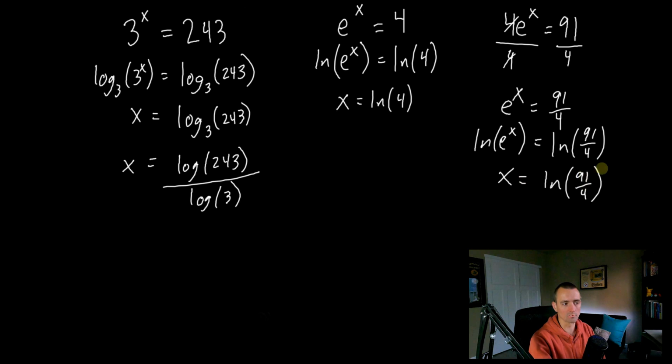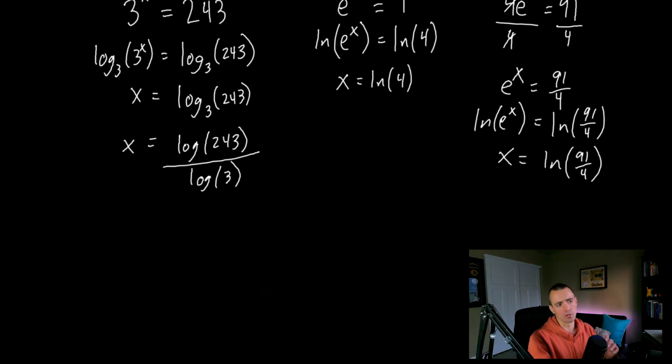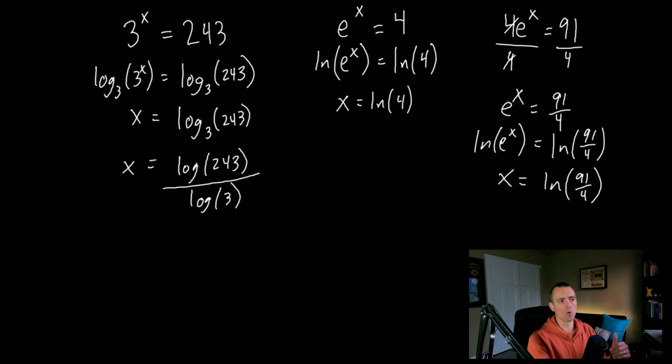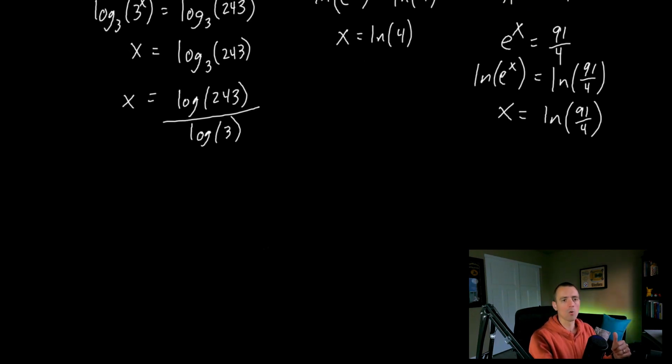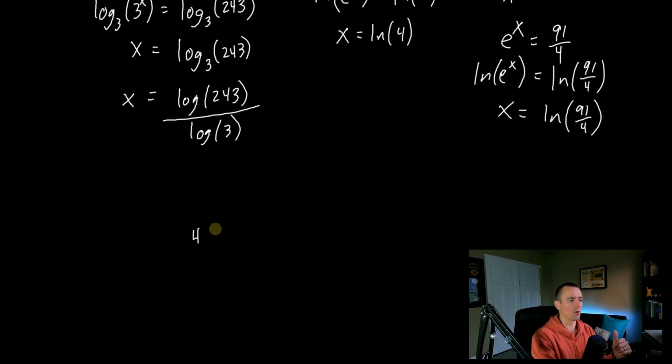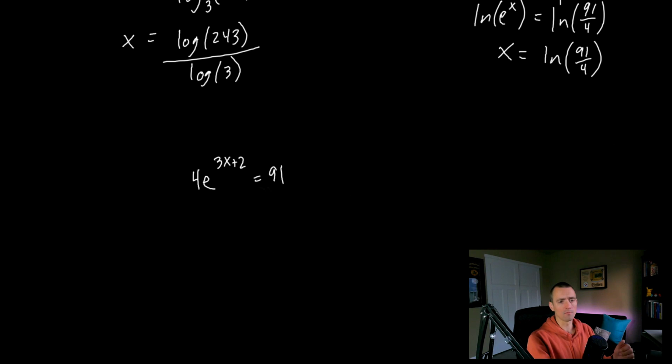Okay? So real quick, I just want to touch on what happens if you have something more complex. For example, instead of 4 times e to the x equals 91, what if you have 4 times e to the 3x plus 2 equals 91? How's that going to work out? Well, it's going to be very similar to start. Again, you can't apply the log or the natural log until you just have your base raised up to some power with the thing that you're trying to solve for in the power, right? So keep that in mind.